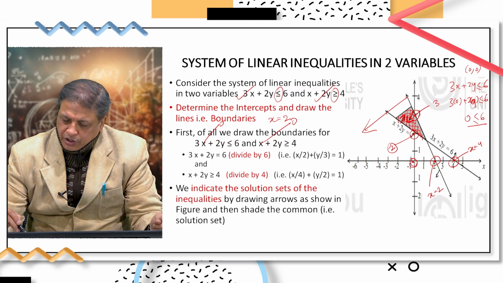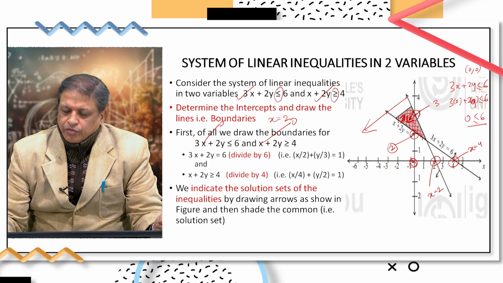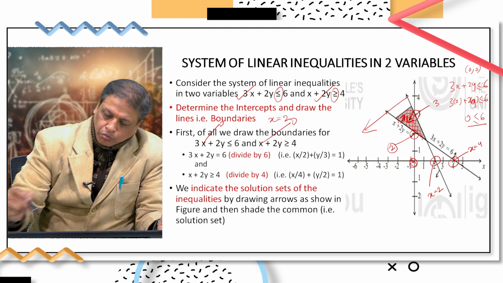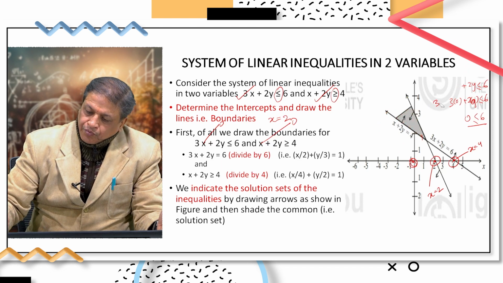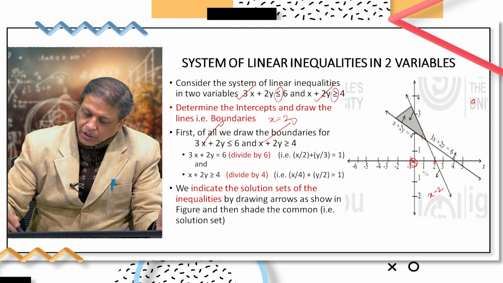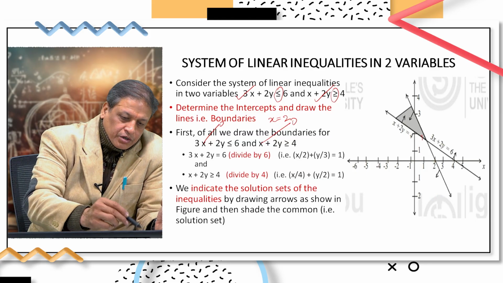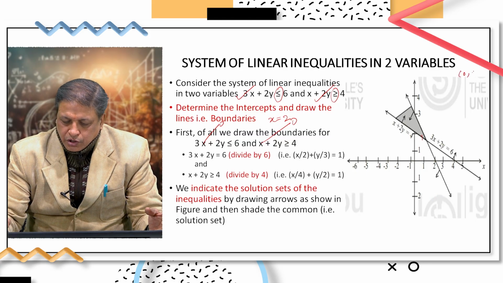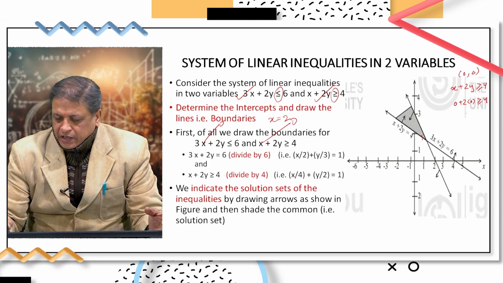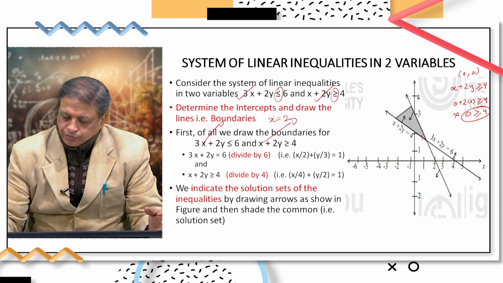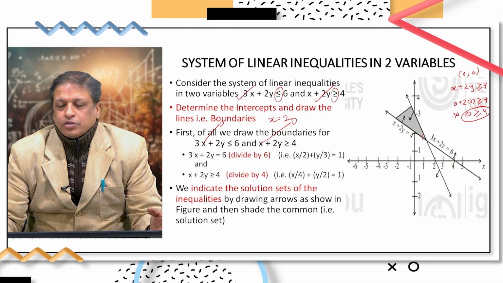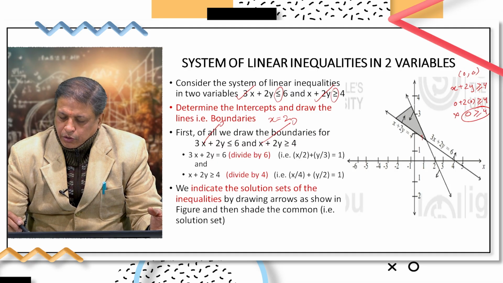So this will be covering 0, but we need the region wherein both equations are satisfied. So if we substitute 0 0 into the other equation, we find that it is not satisfied. So substituting 0 0 in x plus 2y greater than or equal to 4, 0 plus 2 into 0 is greater than or equal to 4, that is 0 is greater than or equal to 4, which is false. So we need to find the region which is satisfied by both equations. That region will be a common region, and this region will be given by this common shaded region.